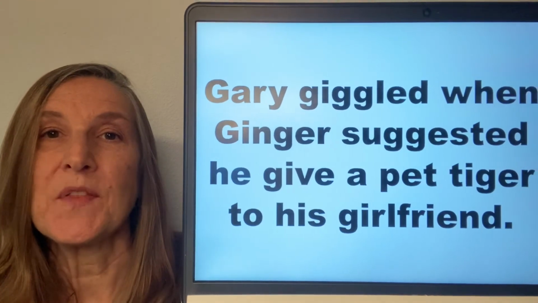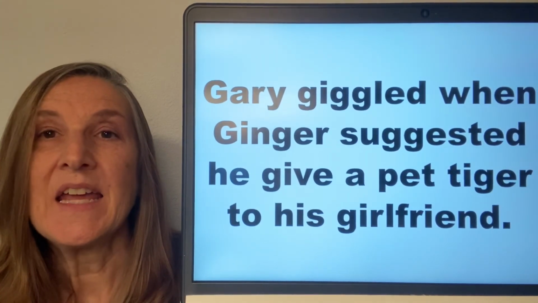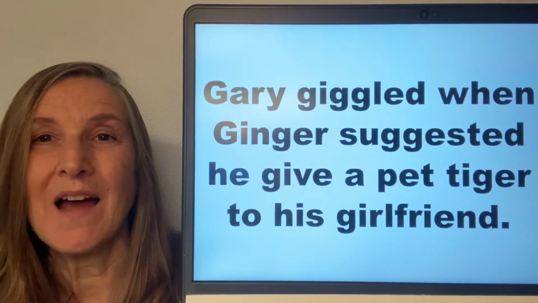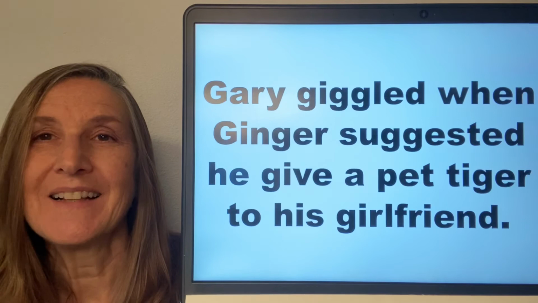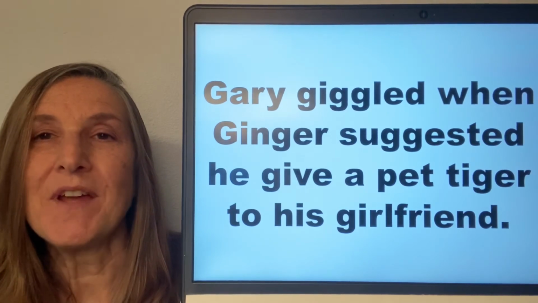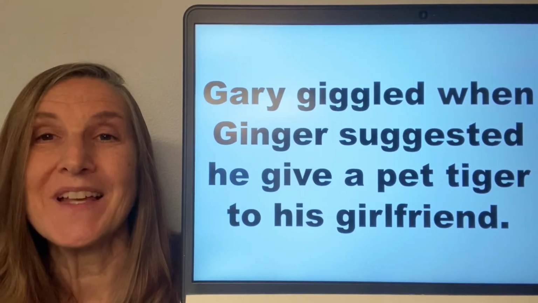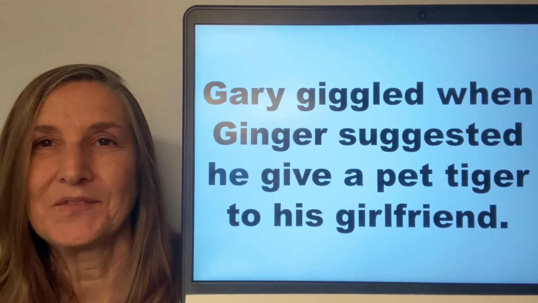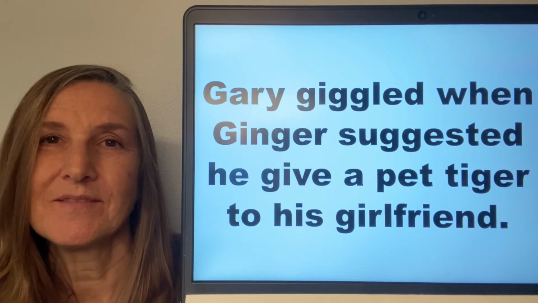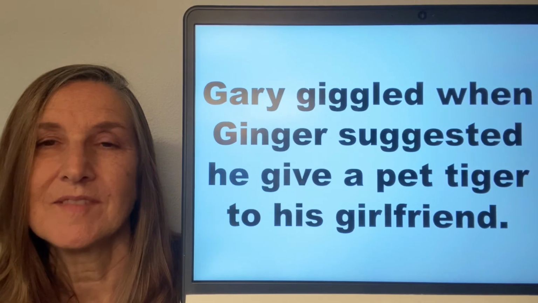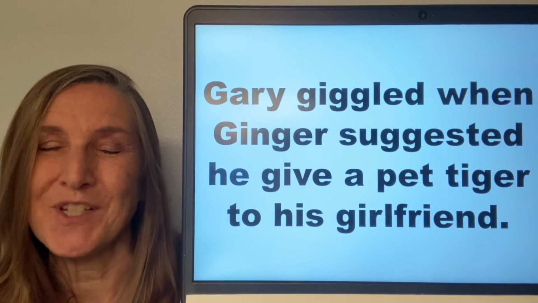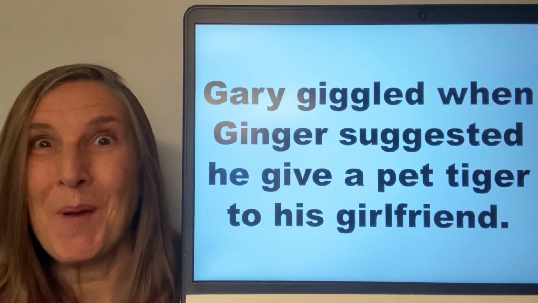Here's a sentence with some of those exceptions. Gary giggled when Ginger suggested he give a pet tiger to his girlfriend. Let's read it together. Gary giggled when Ginger suggested he give a pet tiger to his girlfriend. Now you try it. Unfortunately, there's no real way to learn which words are exceptions to the rule except by remembering that.